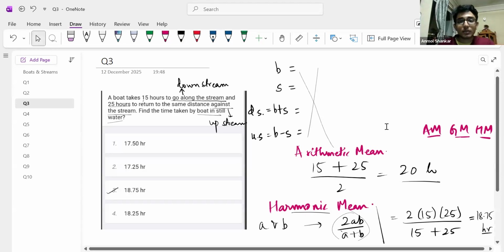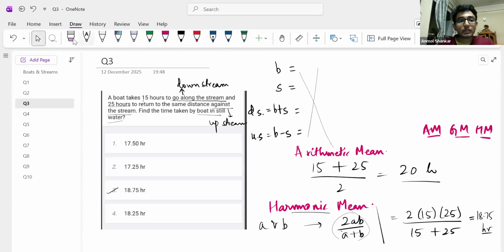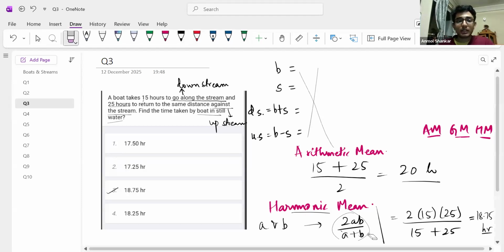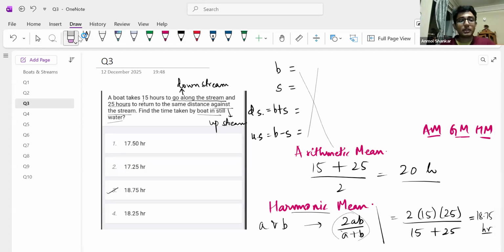Maybe at the end of the class we will go over why this formula came and derive it. But for now, let us go ahead to the next question.